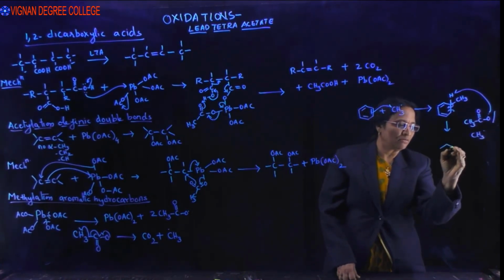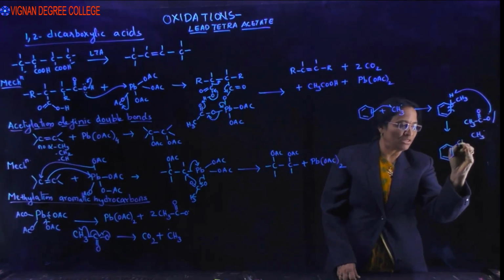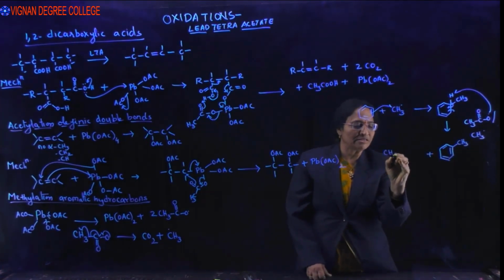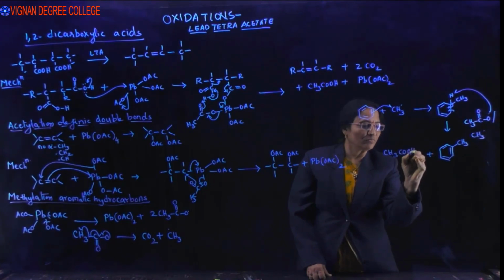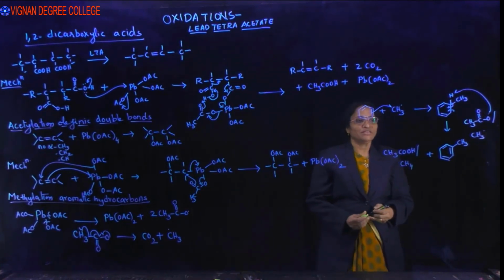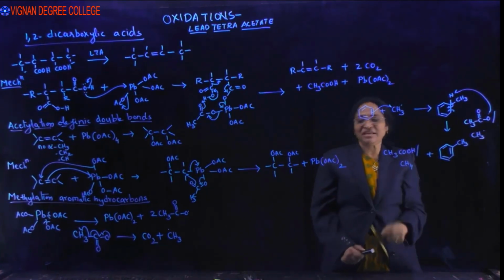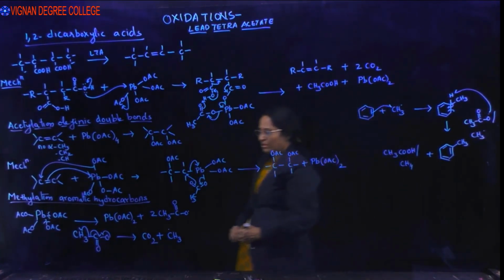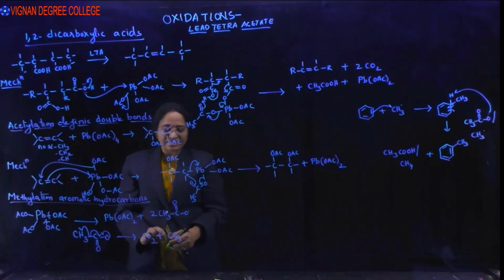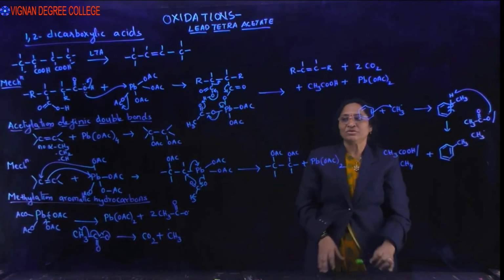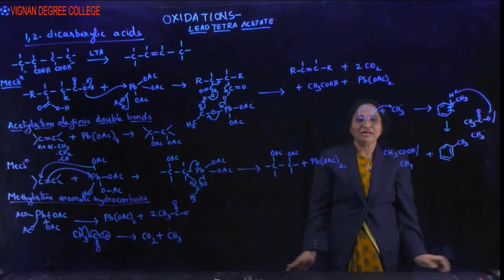So you will get the substituted product with methyl, with the formation of either acetic acid or methane as the product. Now this reaction is a free radical reaction. So this free radical reaction occurs only when you have lead tetraacetate and an aromatic ring in presence of acetic acid. So these are the various applications of lead tetraacetate.